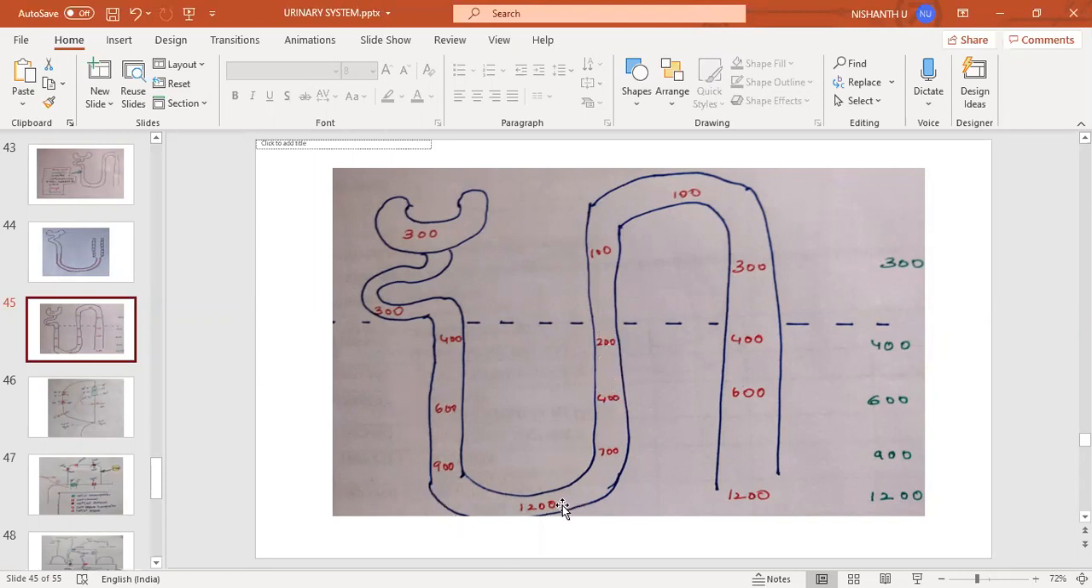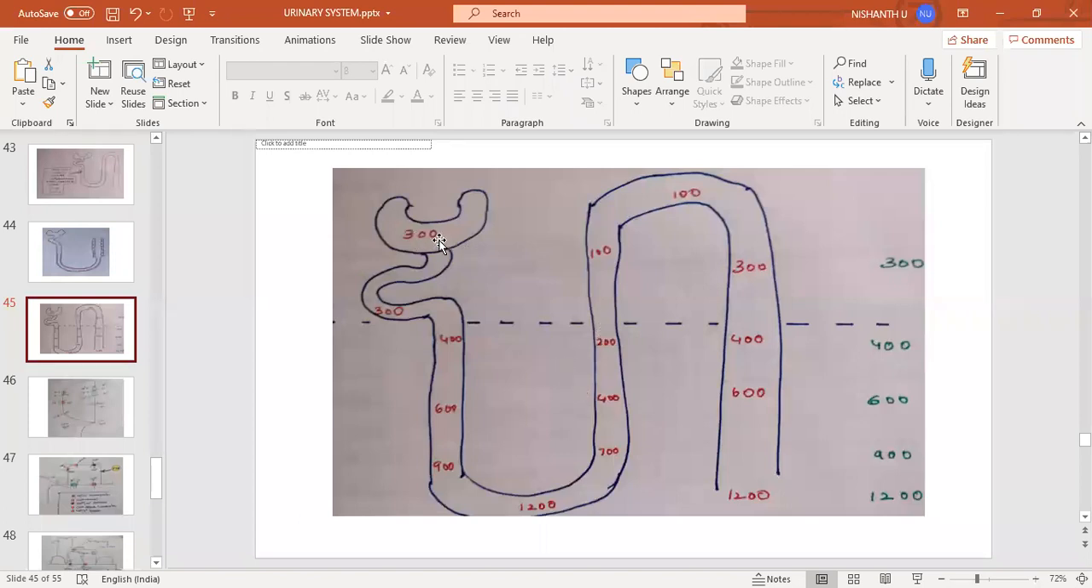This is about the descending loop of Henle as well as the ascending loop of Henle. So this is called the counter current method. Then next, what happens? The fluid starts to move towards the thick ascending loop of Henle. So let us concentrate on the thick ascending loop of Henle.